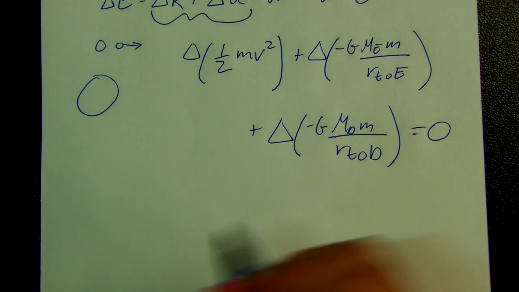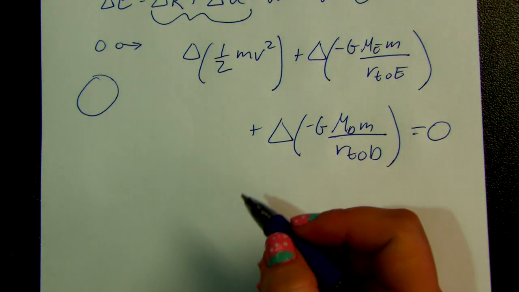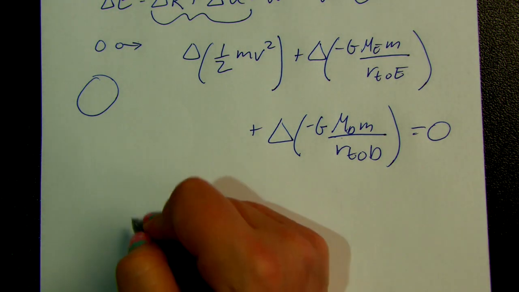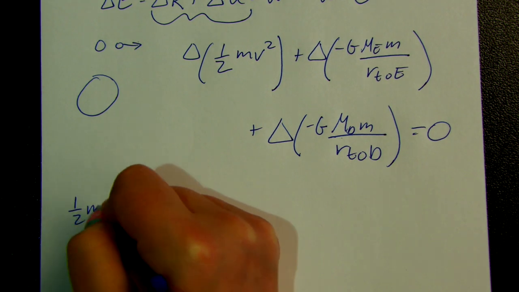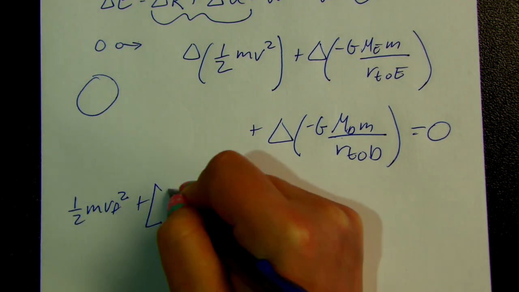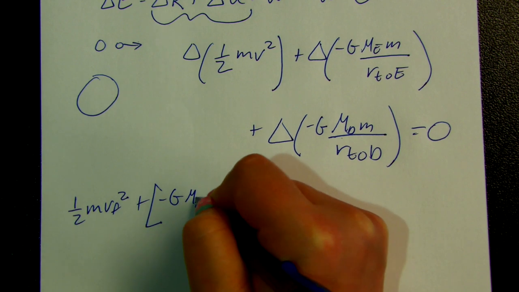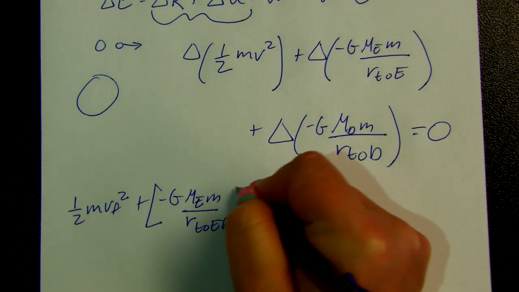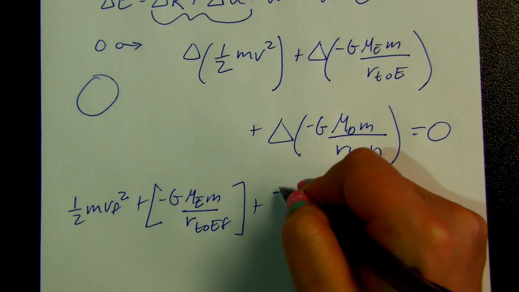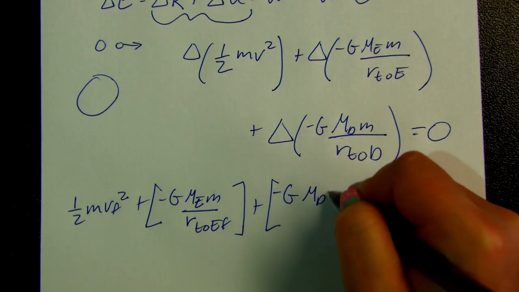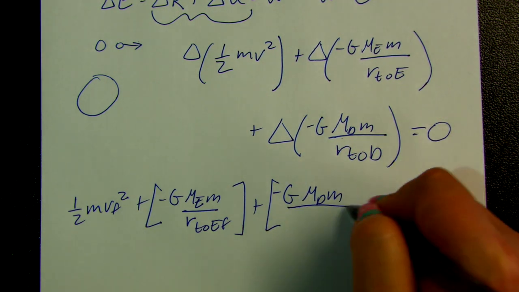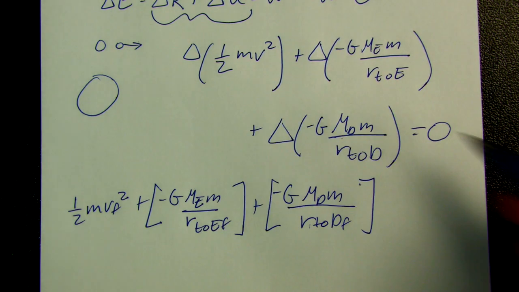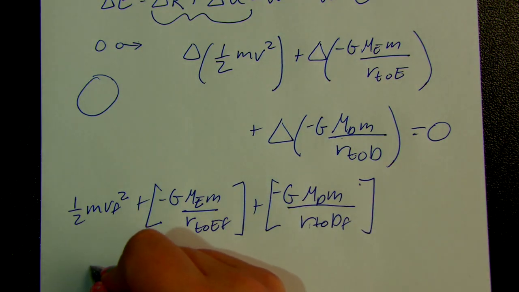Okay, so we can set this up so that we have 1/2 mv final squared plus minus G, the mass of Eris, over the distance to Eris final, because it's going to change, plus minus G, the mass of Dysnomia times the mass of the probe, divided by the distance to Dysnomia final. And because that's equal to 0, we're essentially just moving initial and final over to each side.